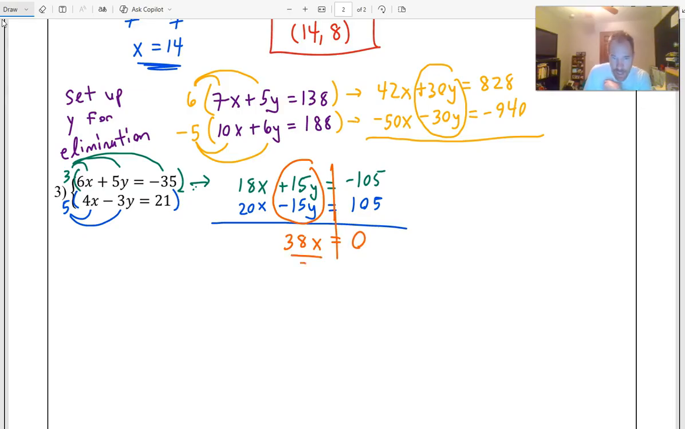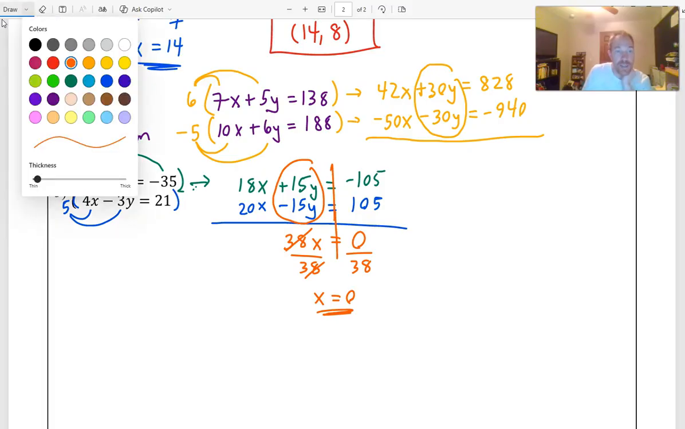Technically, I still need to divide by 38 on both sides. Don't forget, I feel like a lot of students forget, at least to show me, that they're doing 0 divided by 38. But this means x is going to be 0. And that's okay. That happens sometimes. Sometimes your variable has a value of 0.